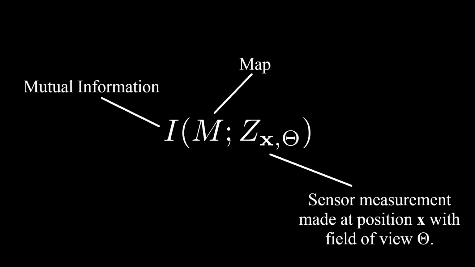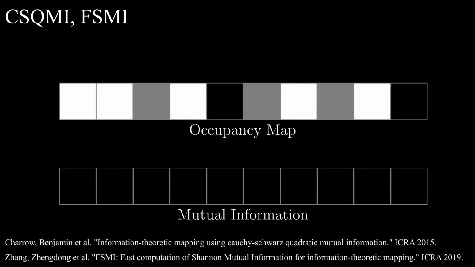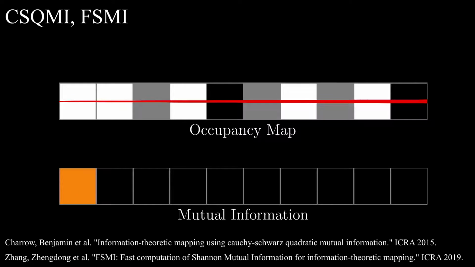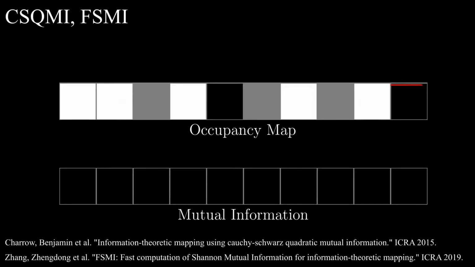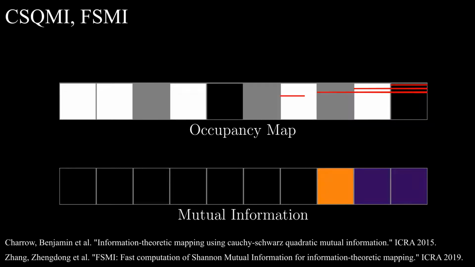Mutual information has been in autonomous exploration literature since at least 2002. However, it hasn't seen much practical use because computing it has been thought to be computationally intractable. The state-of-the-art CSQMI and FSMI algorithms can compute the expected information gain of a single measurement location with a time complexity that scales with the time it takes to cast a ray from that location across the map, as shown in this one-dimensional example. However, the time to compute the information gain at all possible measurement locations grows quickly.